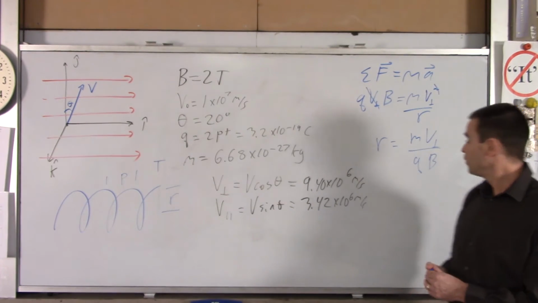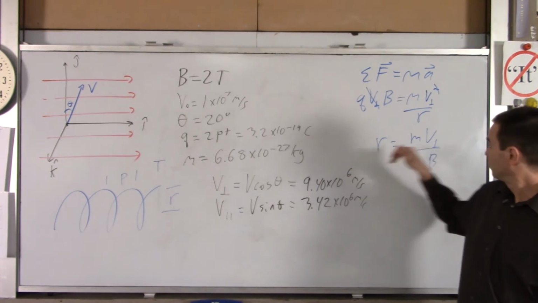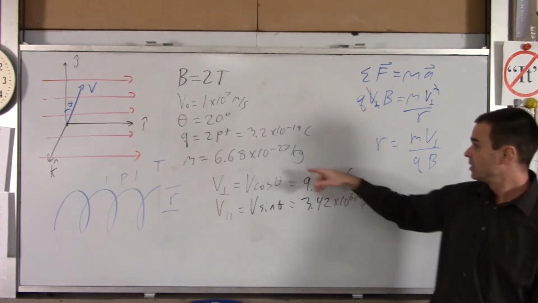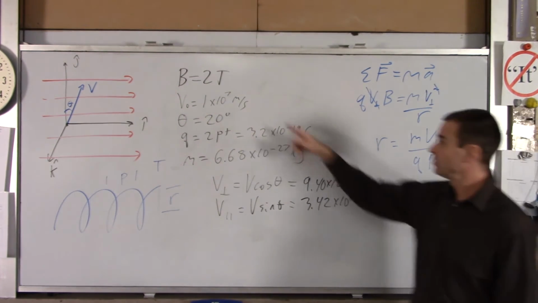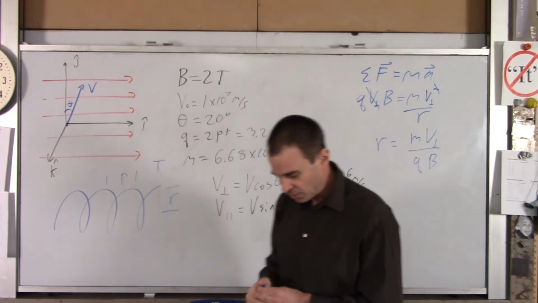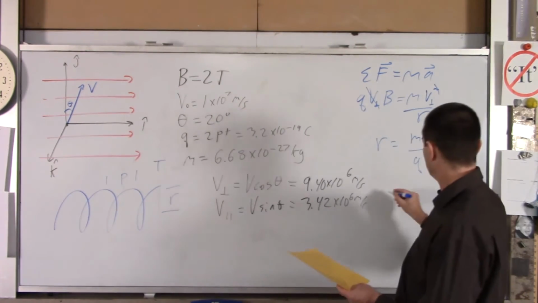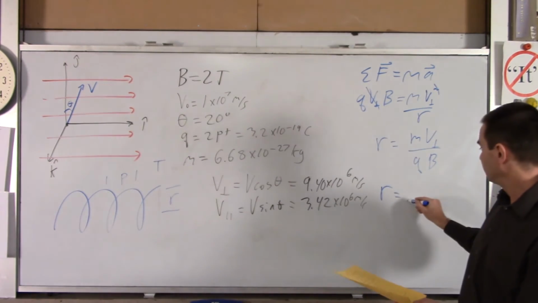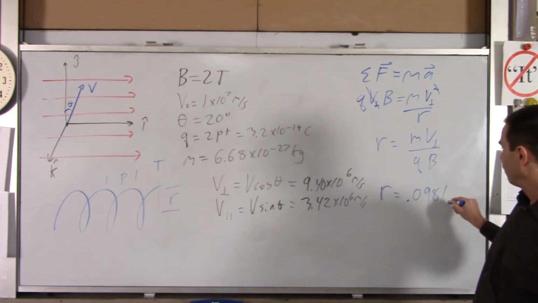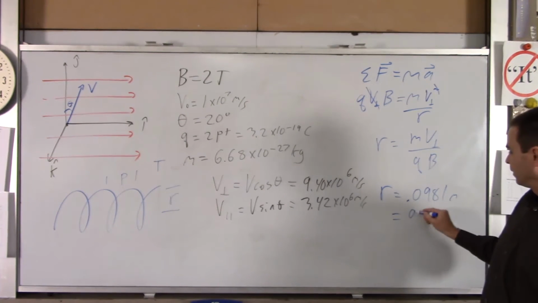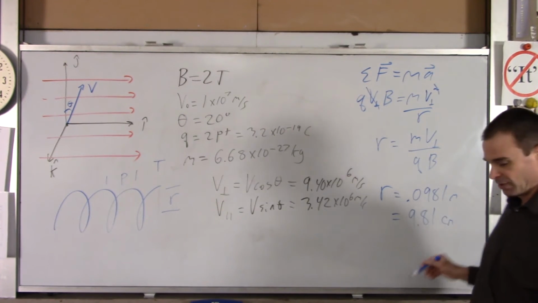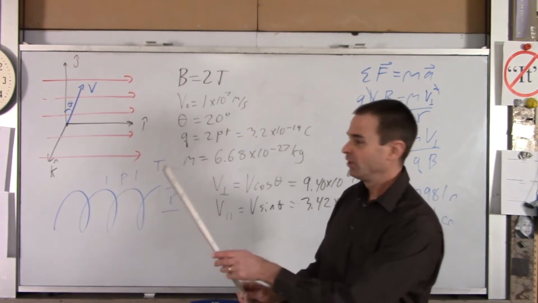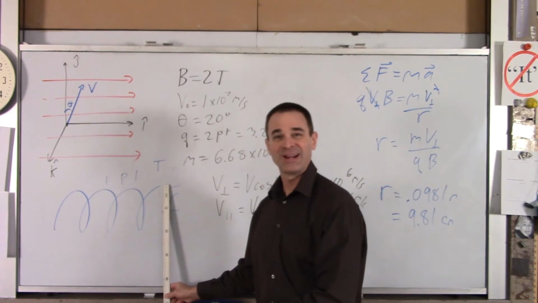Okay? If you plug and chug, we have our mass, we have our v perpendicular, it's 9.40 times 10 to the 6th. We know our q, that's right here, and we know B, it's 2. If you plug and chug those in, you get the radius of our loop, which is 0.0981 meters or 9.81 centimeters. Okay, so the radius of this thing is just under 10 centimeters. So I've just about drawn it right on the board.